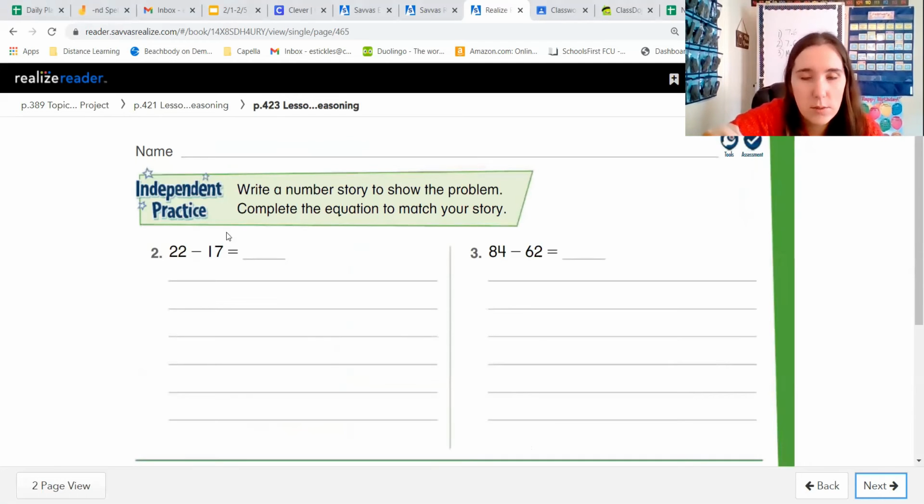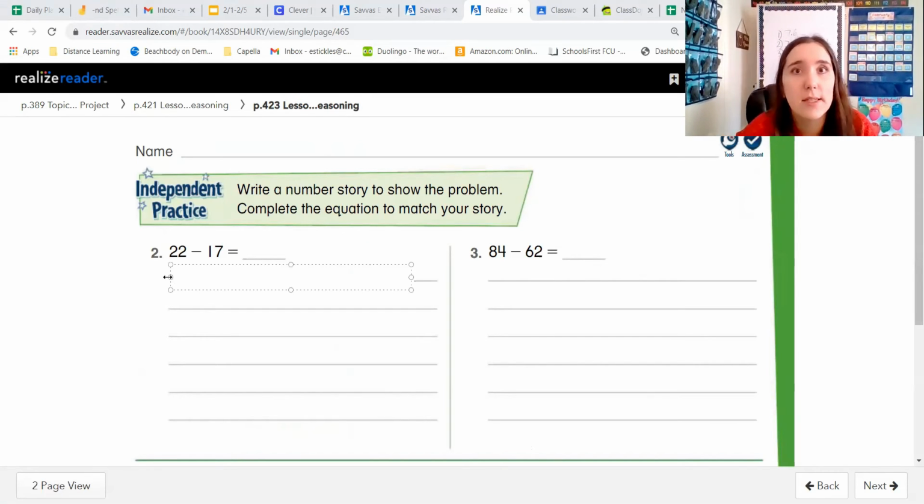So we're going to do number 2 together. It says up here in this green box, which is very important for you to make sure you read, that we are going to write a number story to show the problem. Then we'll complete the equation to match our story. So we are going to be doing some writing, okay? So if I am going too quickly for you, make sure you pause me. Remember, I am a video. You may pause me whenever you need to, okay?